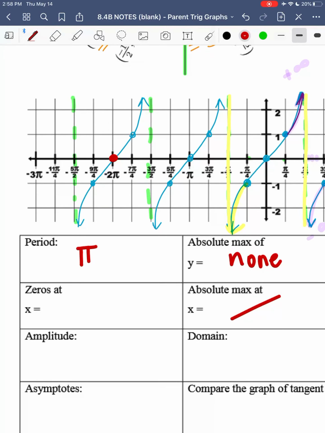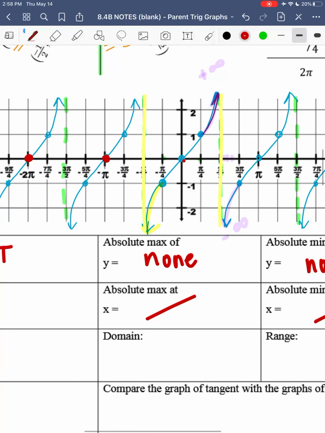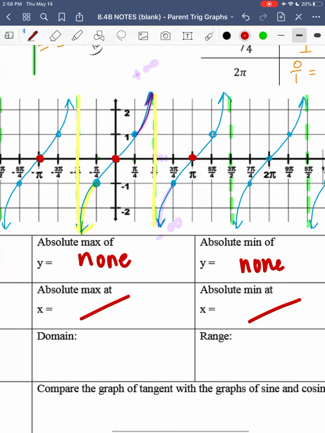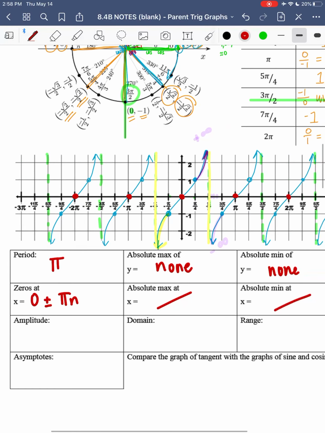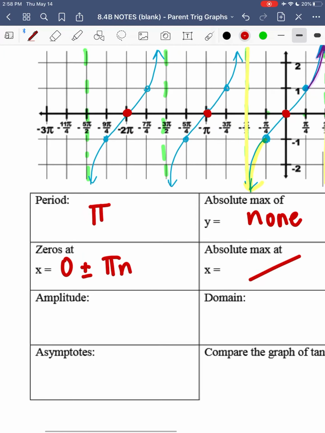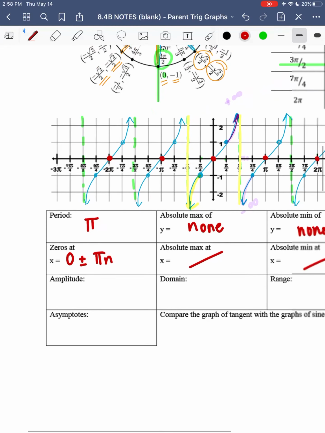Okay, zeros, it does hit zeros right in the middle of each one of these periods. So that's at 0, at pi, at 2 pi. It looks to me like it's 0 plus or minus any number of half rotations, like any number of pi's.